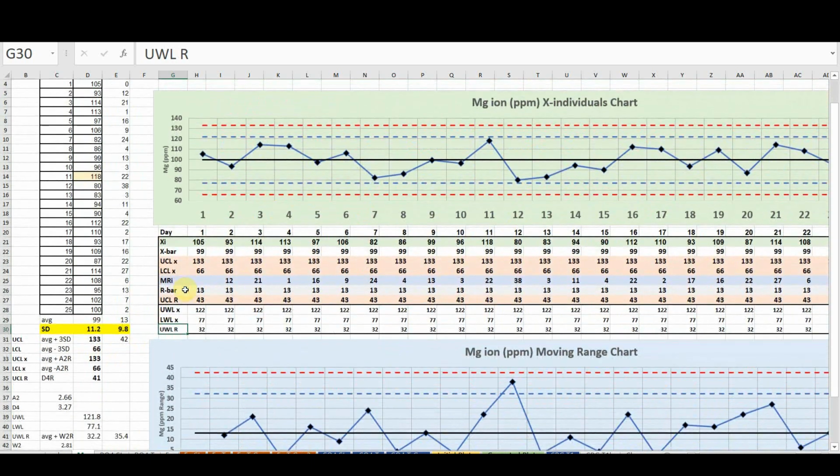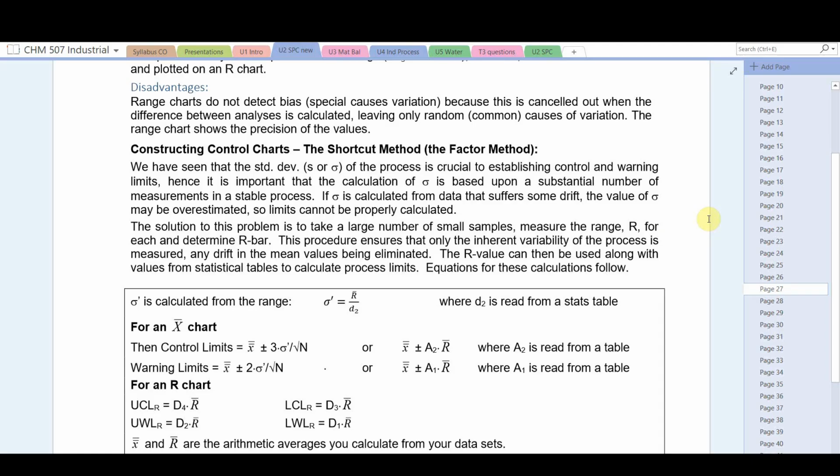I have instructions on Blackboard from your computer class to tell you how to do this in Excel. I just showed you how you construct an X individuals and R chart using what's called the long method, where you calculate the standard deviations and work from there.